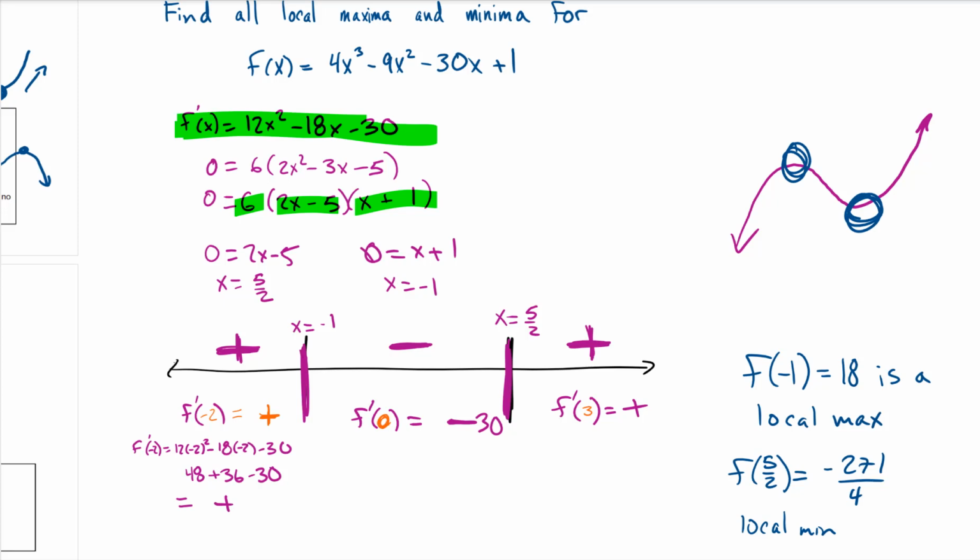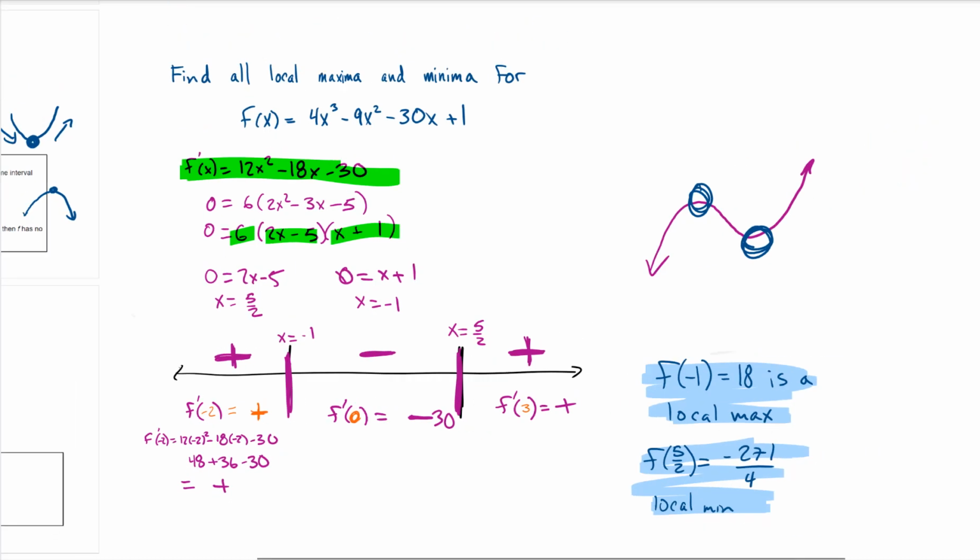Because we already know the parent function of a cubic function, we wouldn't really need to do all this interval testing. We know the shape of the graph looks like what we have over there on the right. So we found our solutions. We went through and we found a local max, and we found a local min.